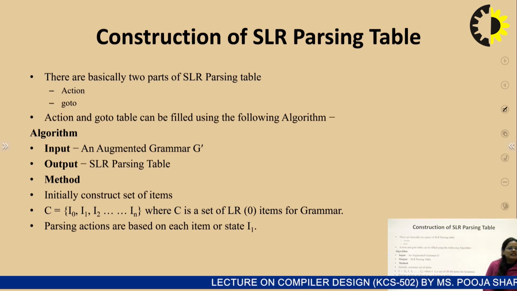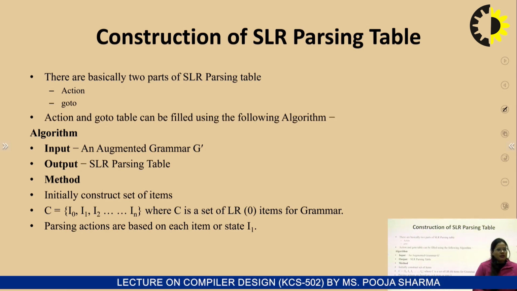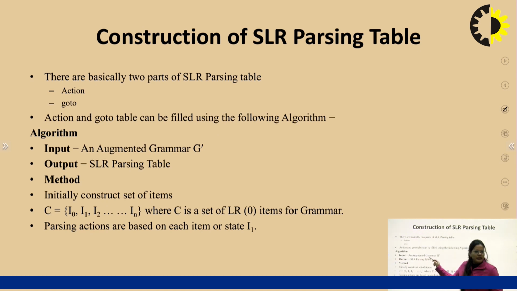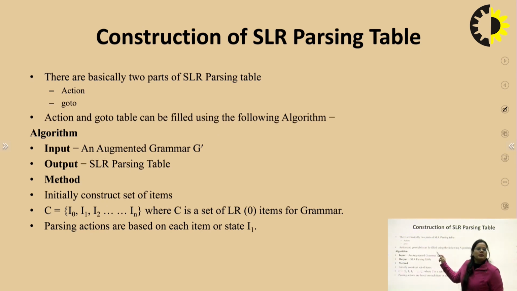Okay, next is construction of the LR parsing table. There are basically two parts of the SLR parsing table: first is action and second is goto. The action and goto table can be filled using the following algorithm. Input is the augmented grammar G dash that includes the S dash implies S production, and output is the LR parsing table. The method is to initially construct a set of items C equals I0, I1, I2 up to In, where C is the set of LR0 items for the grammar.